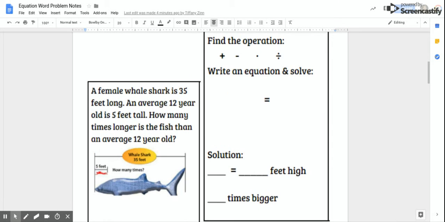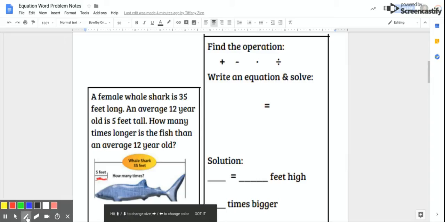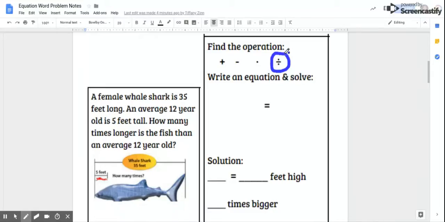So down, to the left, right, I don't know my directions. You're going to circle the operation. So I said you would have to divide. Now, whenever you're writing your equation, in order to divide to solve, you have to have the inverse of that in your equation, which means your equation is going to involve multiplying. We know that it says is 35. Is another word for equal. So 35 is going to be by itself on one side of the equal sign.